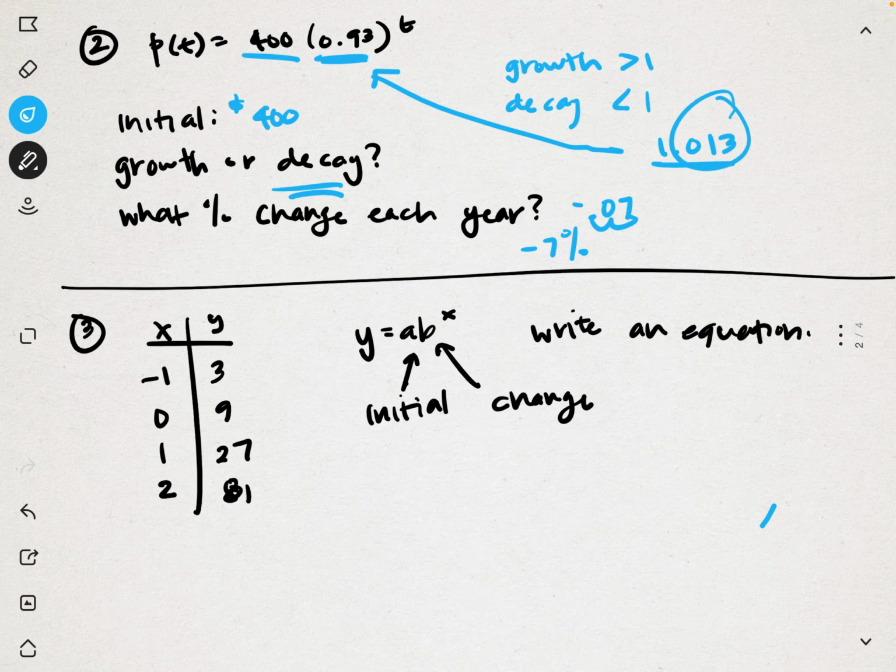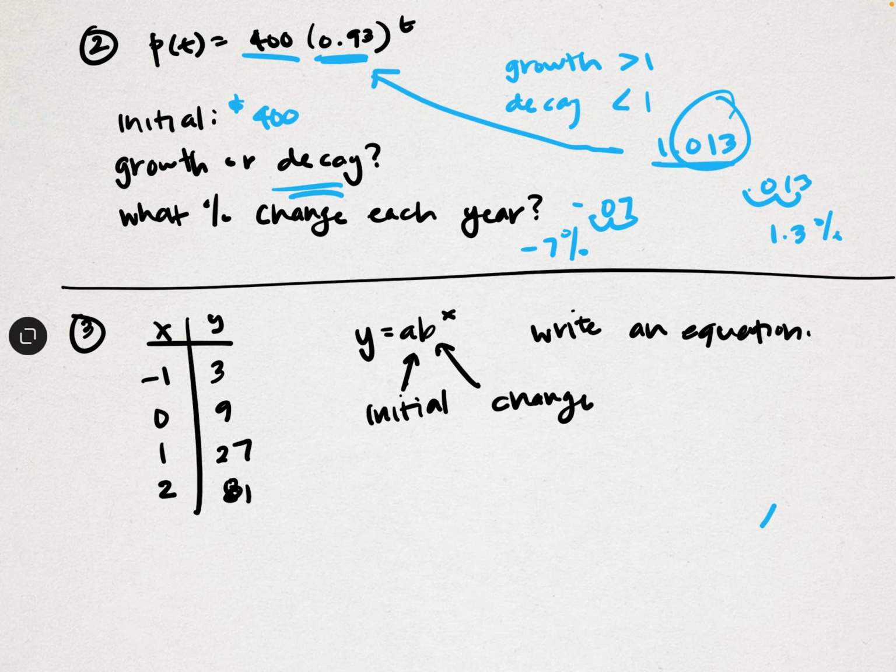Okay, likewise here, if we're looking at the percent change, it's 0.013, which is 1.3%. And then this is a positive, right, because it's growing, if it were 1.013 inside. Okay. Now on to the next one.